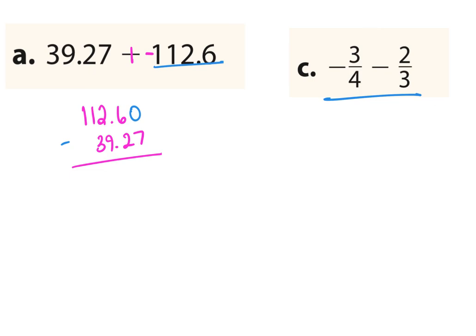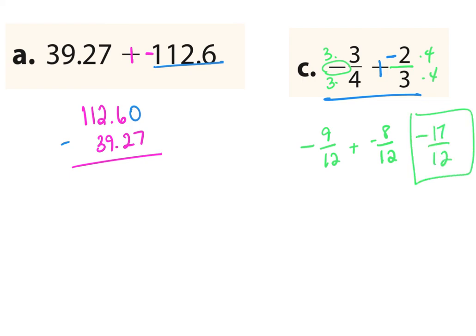Fractions. Once again, adding the opposite, and I still need what with fractions? Common denominator. So what is my common denominator here? 12. So I multiply both of these by 3, both of these by 4. Keep this negative. Keep that negative, right? And then what do I do? Same sign or different? Same sign, right? So I add negative 8 and negative 9. 9 and 8 give me 17. And just like before, it looks like that.